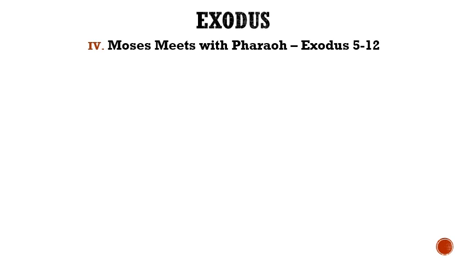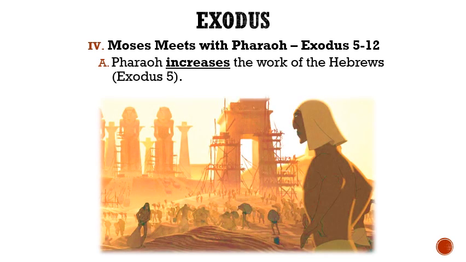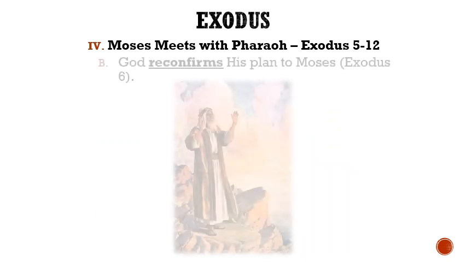Roman numeral 4, Moses meets with Pharaoh. Letter A, Pharaoh increases the work of the Hebrews. After Moses and Aaron met with Pharaoh to tell him to let the Hebrews go, Pharaoh commanded that they would now have to collect their own straw to make the bricks, but the workload would remain the same.